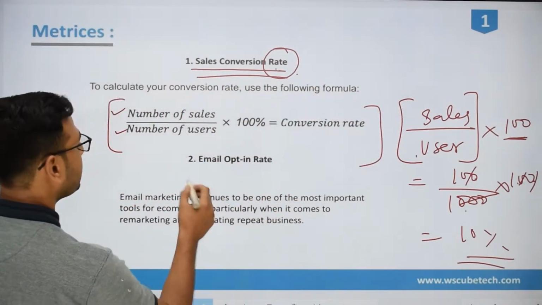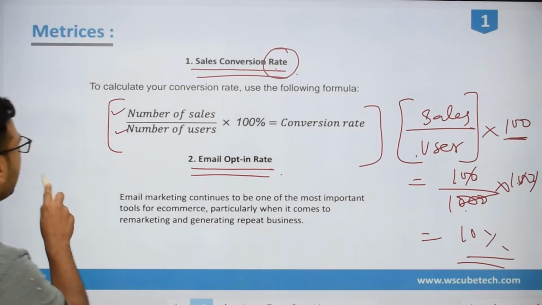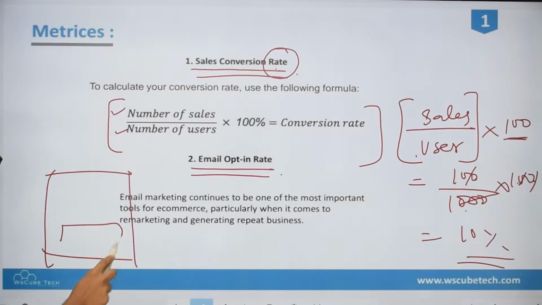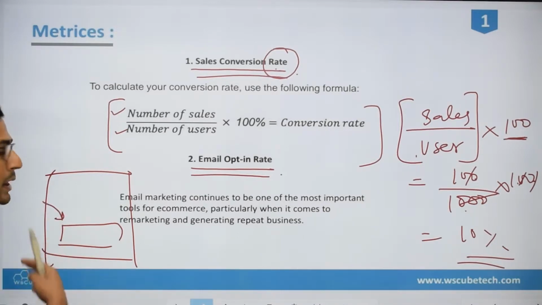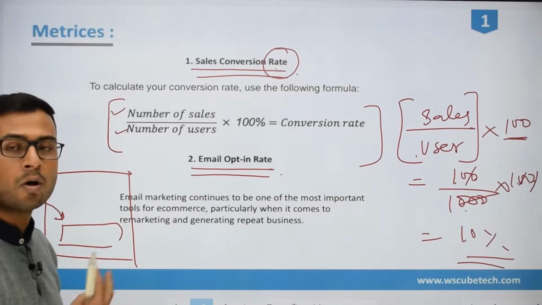So now the second thing is email opt-in rate. You can understand what email opt-in is. When you have your website and you have an option like subscription, a user can come to your website, put their name and their email address, and you can further send them emails. So they actually subscribe to your content.